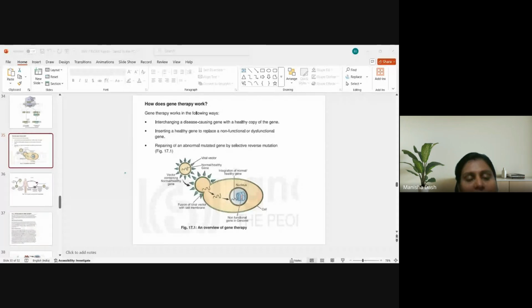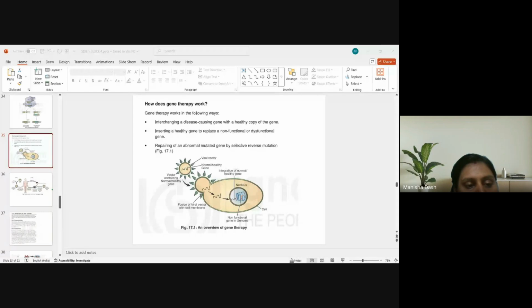The viral method is where you use a virus as a vector to carry your gene. In humans, mostly the adenovirus is used. For non-viral methods, a gene gun method can be used, where the DNA is directly inserted into the cell.